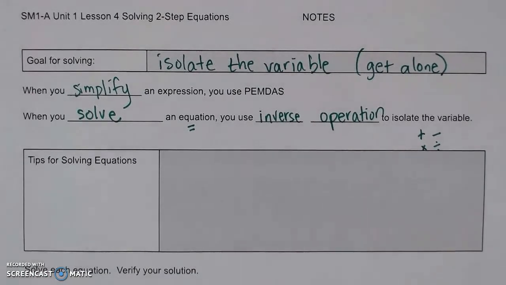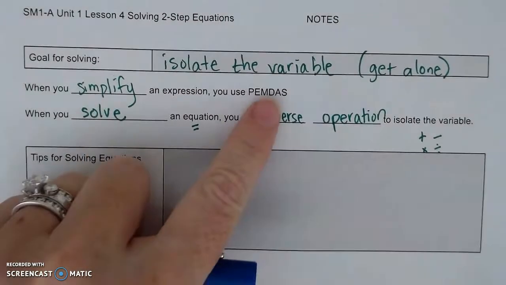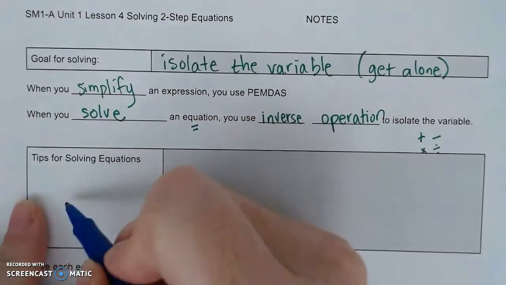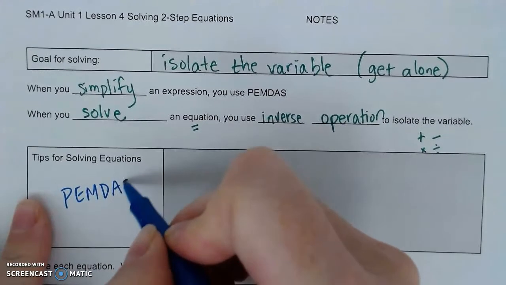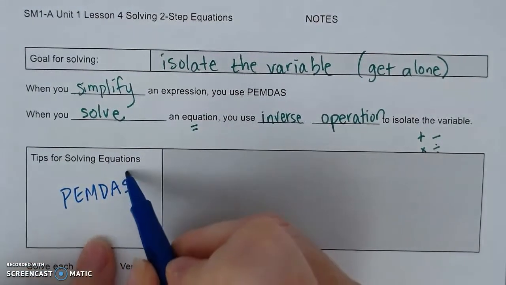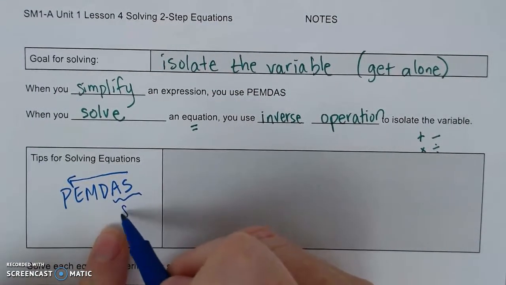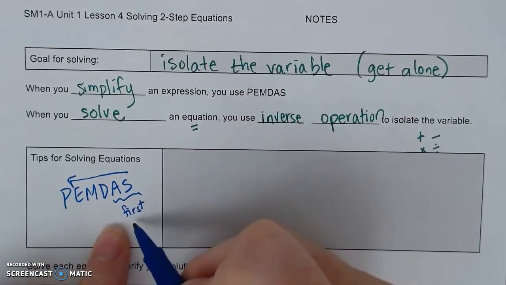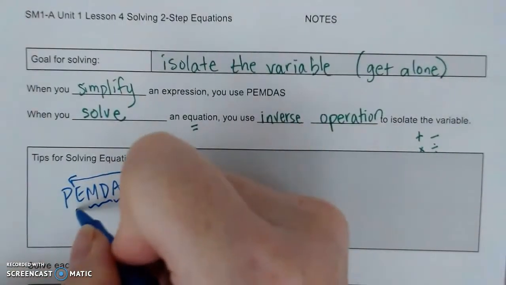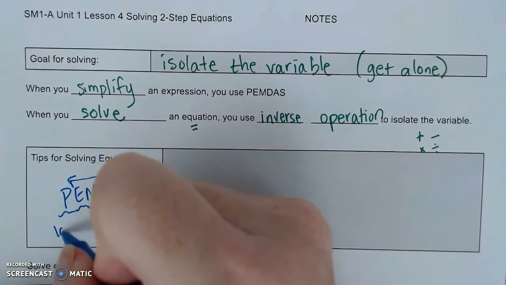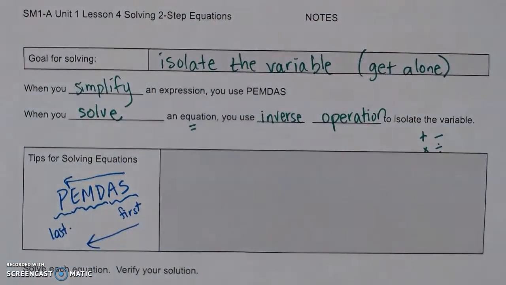All right, so some tips for solving equations. When you simplify, we use PEMDAS, but when you solve an equation, we usually want to go backwards. So usually we want to do the adding or subtracting first, and remember it's going to be the inverse. Then we do the multiplying and dividing, and the exponents and parentheses last. So we kind of reverse the order when we solve.